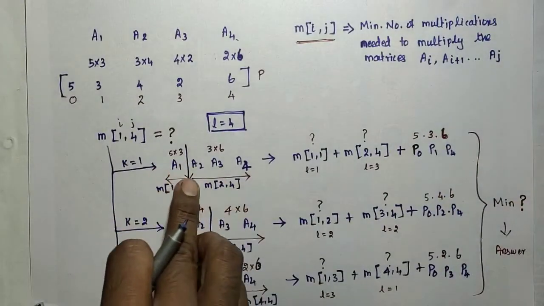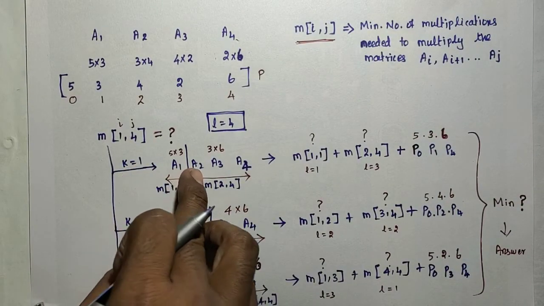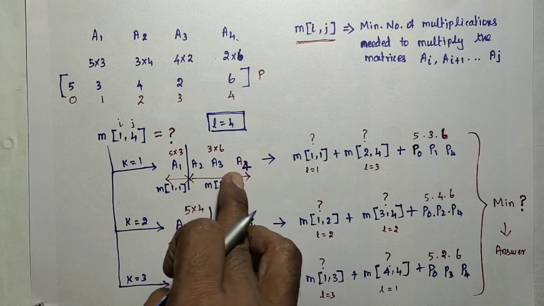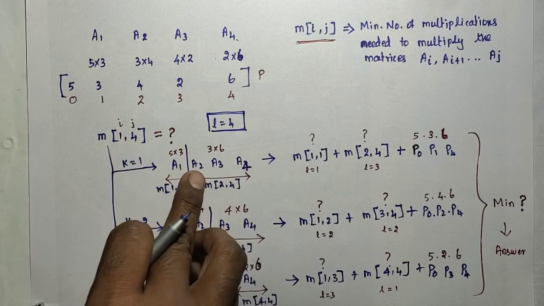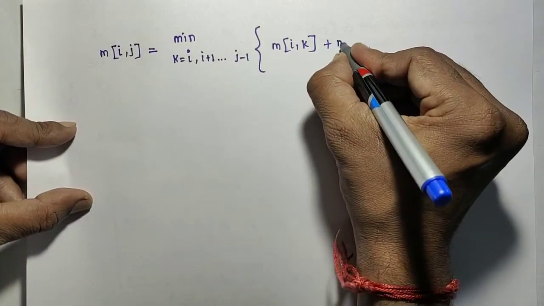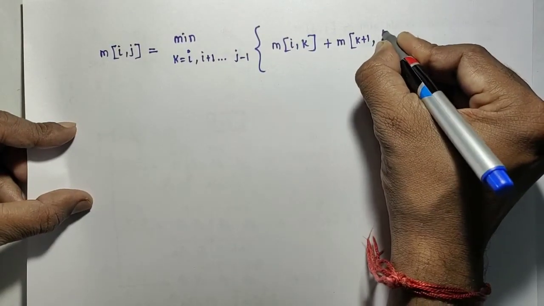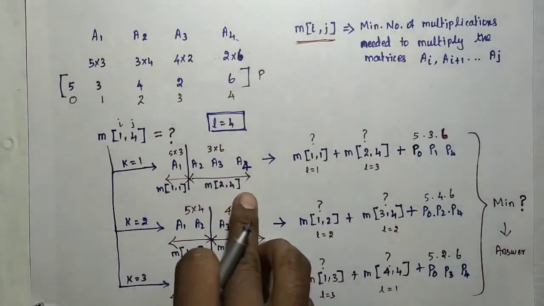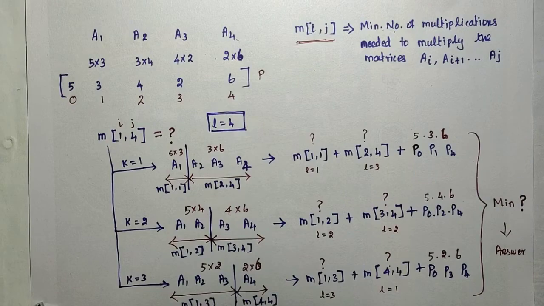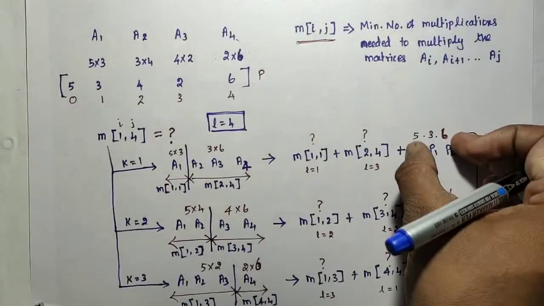Right side means the matrices start from k plus 1, since the split position is k. The last index is j. So m of k plus 1 to j, that is the number of multiplications up to j, plus, how can we generalize this one?